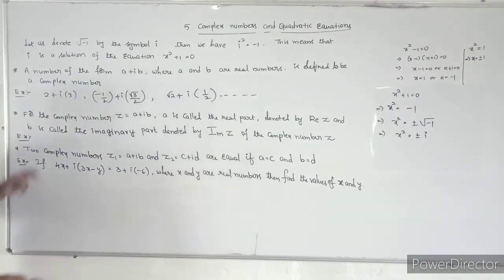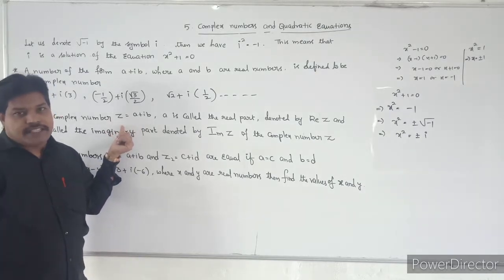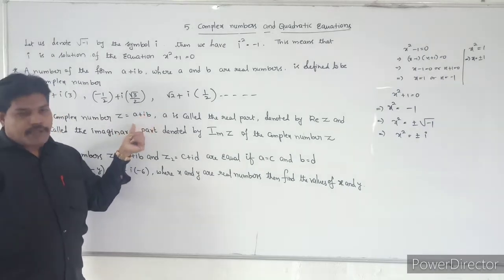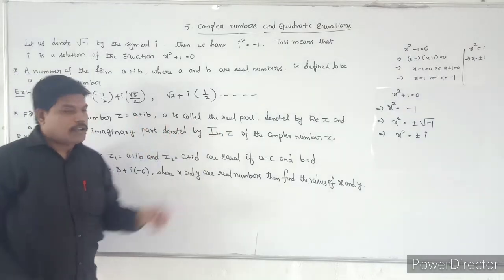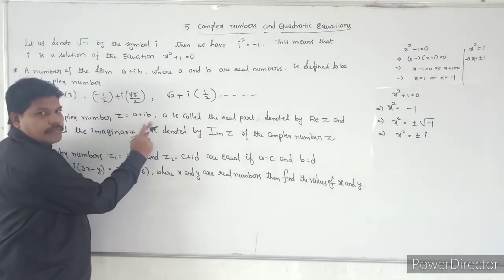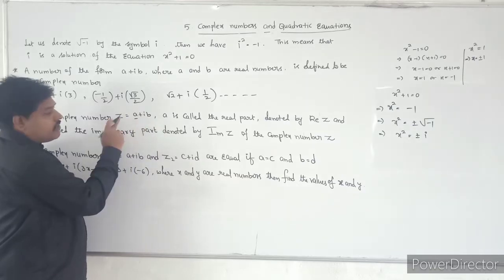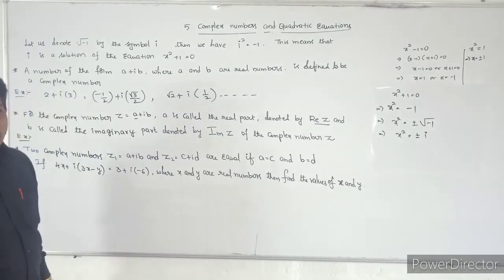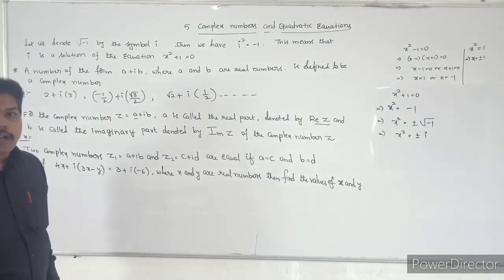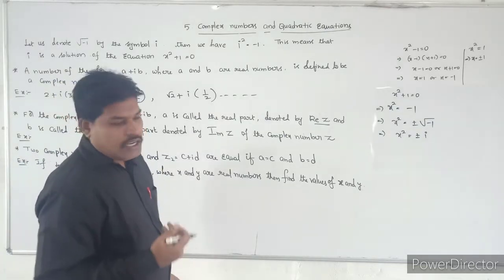See that one here. For any complex number, generally we represent it as z. z is equal to a plus ib, where a is called the real part. A plus ib, two terms are there in this. So this a is called the real part of this complex number. It is represented like this: Re z, Re of z, that is nothing but the real part of the complex number z.